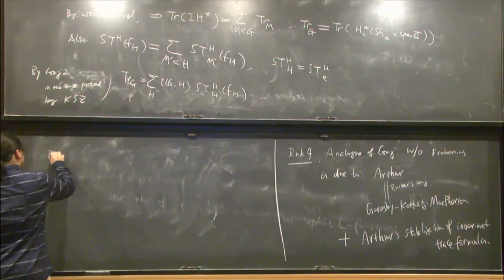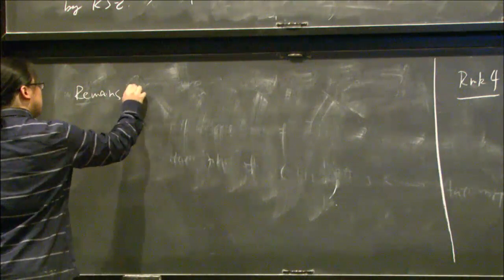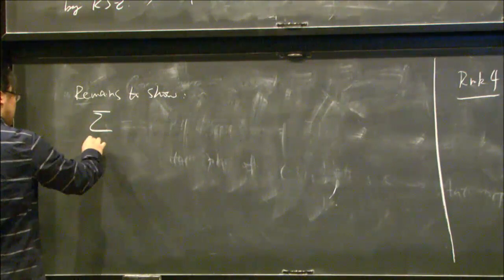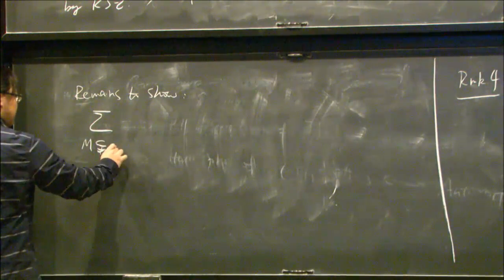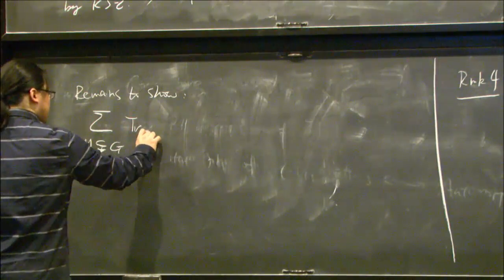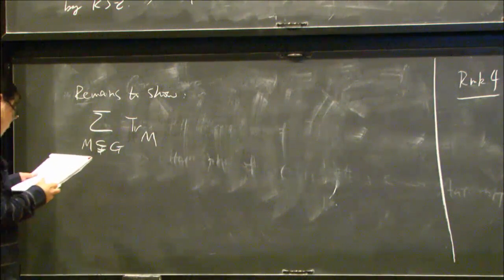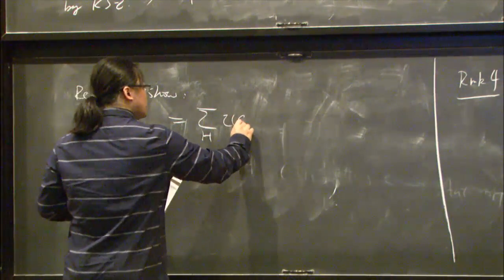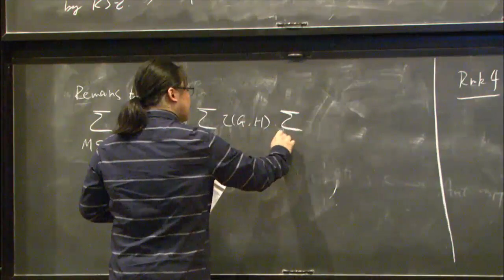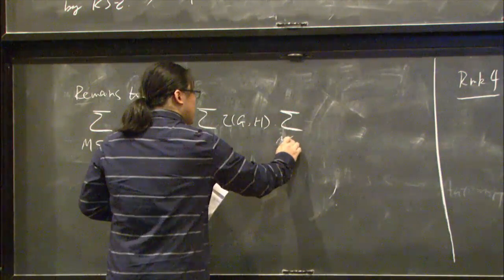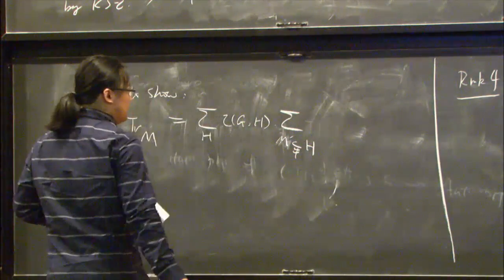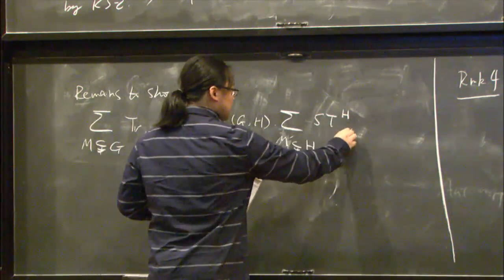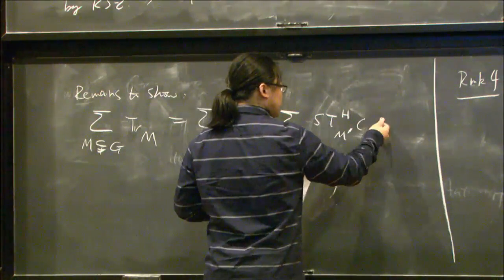So it remains to show that if you sum over the proper Levi subgroups of G, of trace_M, it should be equal to the sum over H of ι_{GH}, and then the sum over proper Levi subgroups M' of H of these stable trace formulas. So these are the contributions from M' of the stable trace formula.